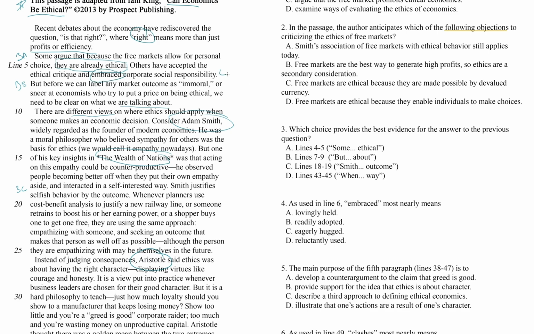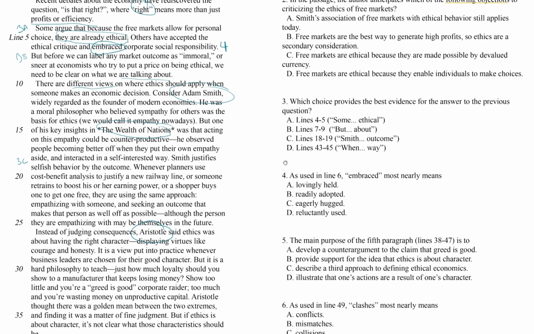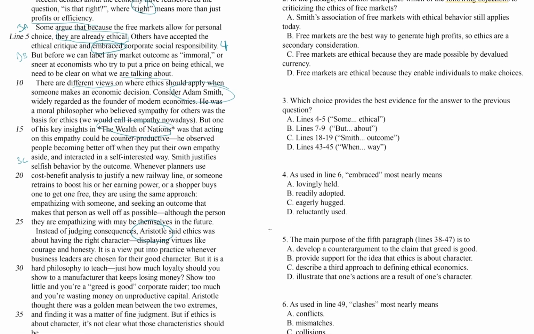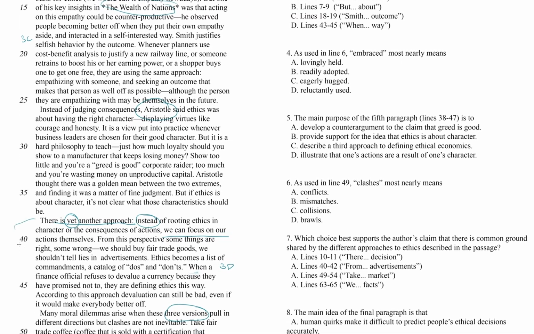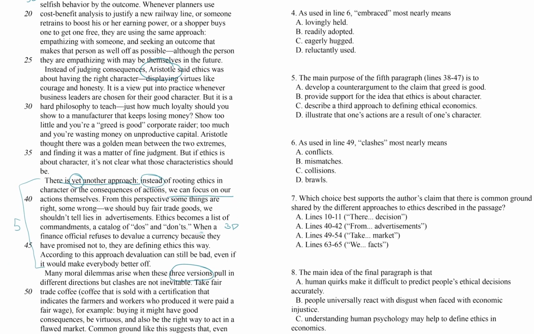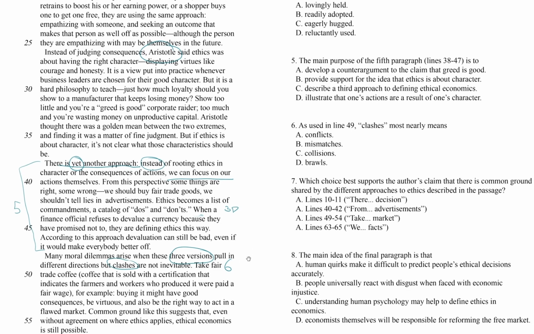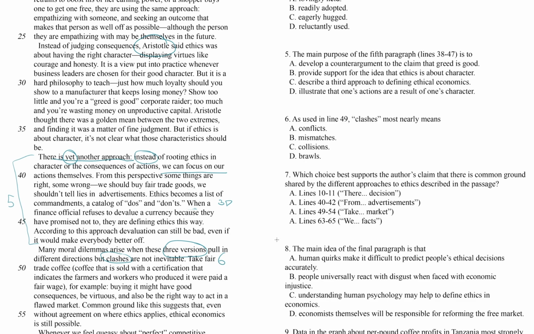And that's question 4. The purpose of the 5th paragraph, lines 38 through 47. 38 through 47. There we go. So that's question number 5. As used in line 49, so there's 50. Okay, clashes. And that's question 6. Which choice best supports the author's claim?